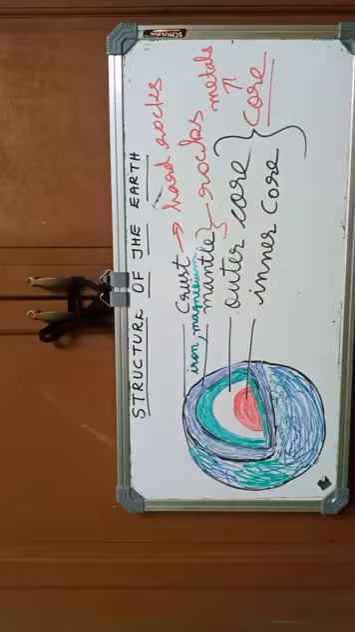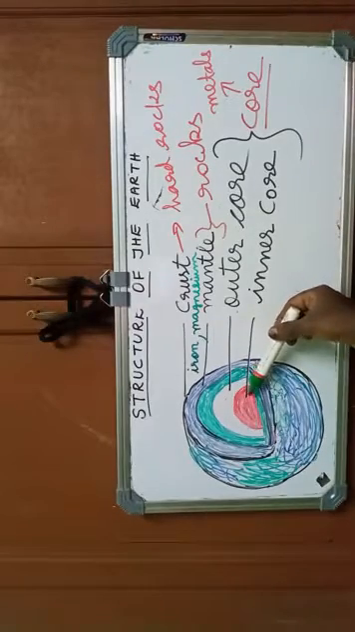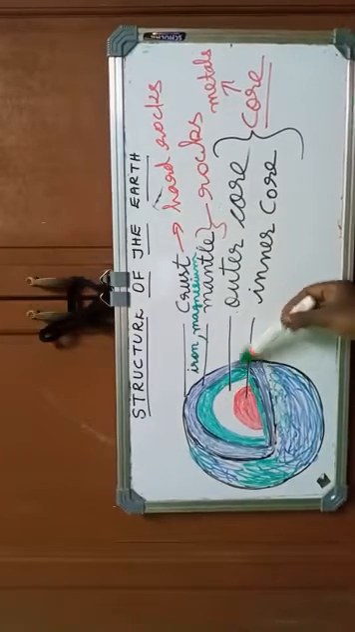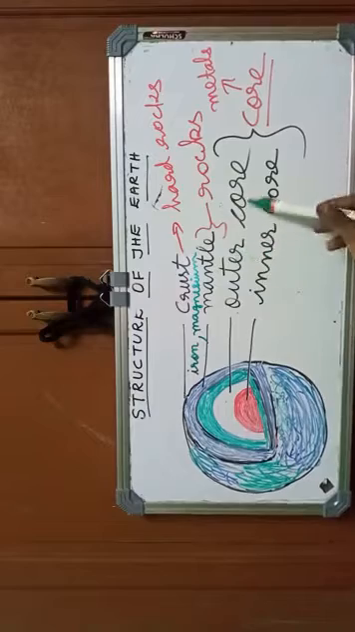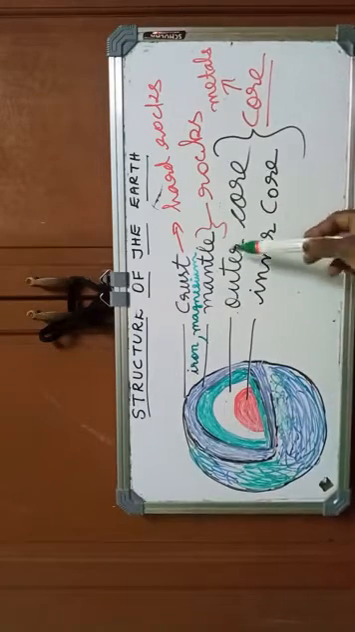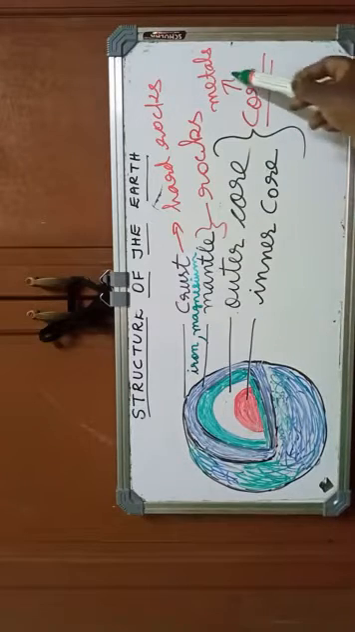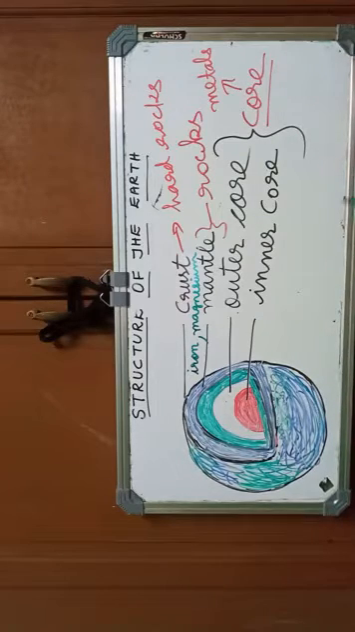Okay. And see, the core is divided into two parts, called outer core and inner core. This white shaded part I mentioned is the outer core, and this red shaded part is the inner core. These together make the center of the earth, that is the core, which is made up of metals.